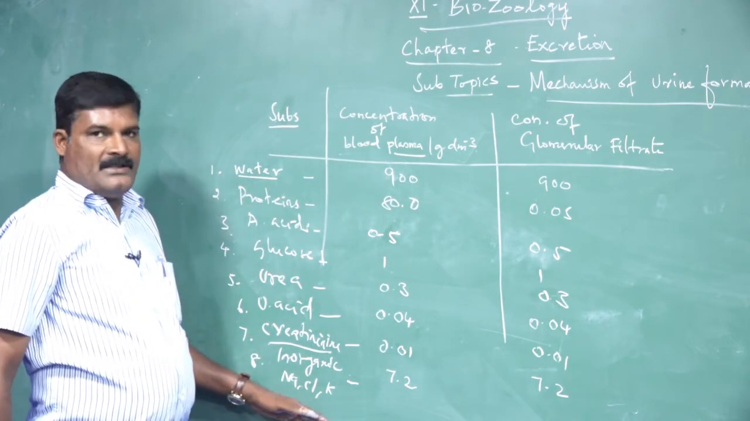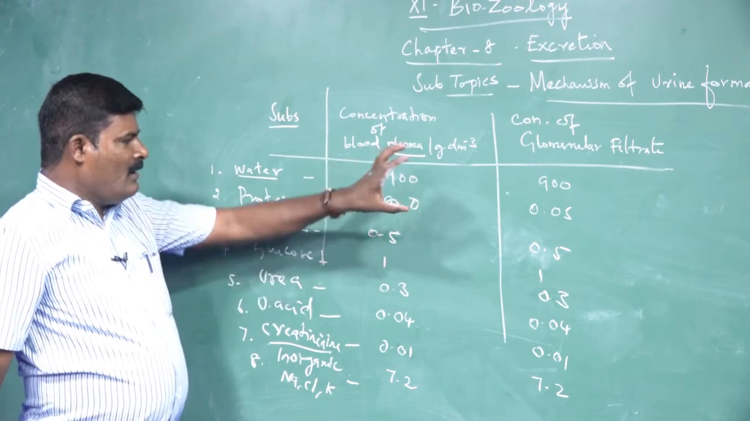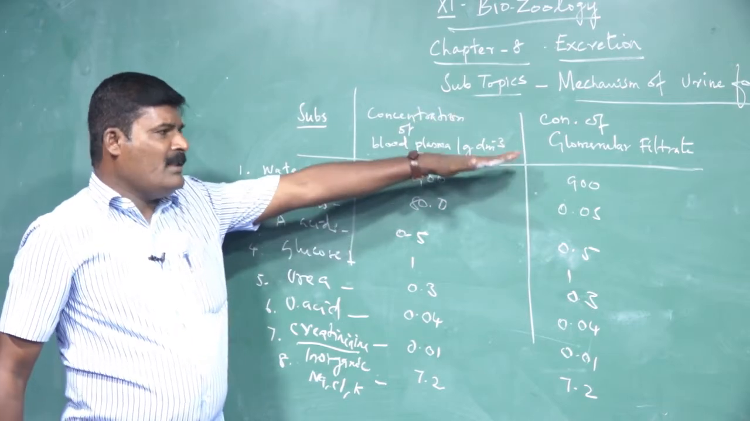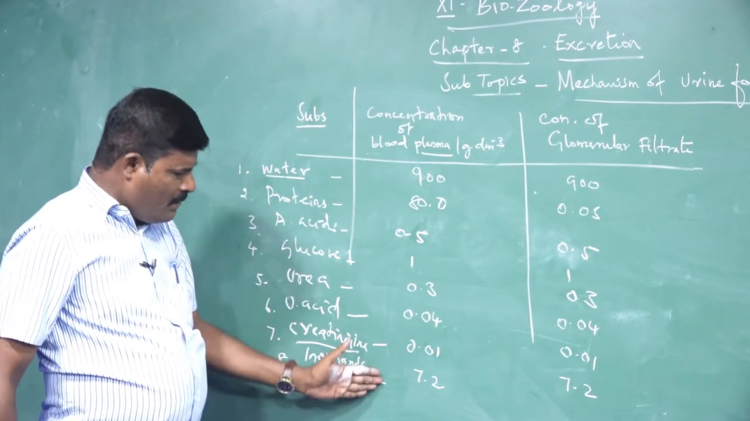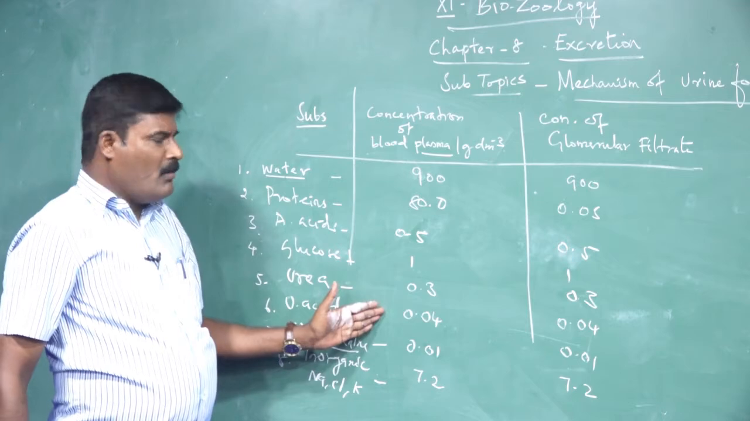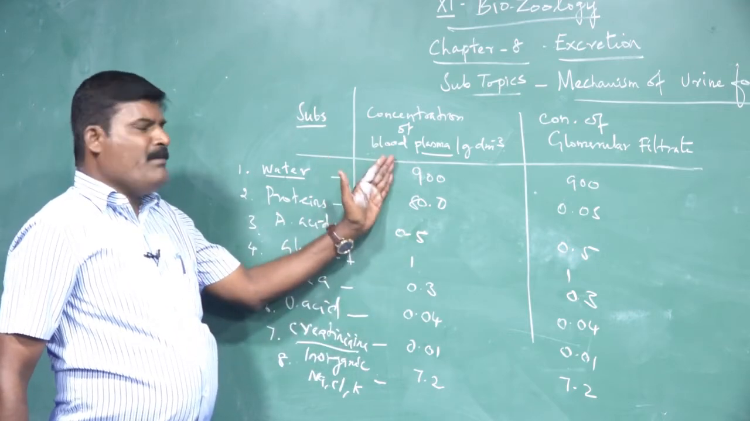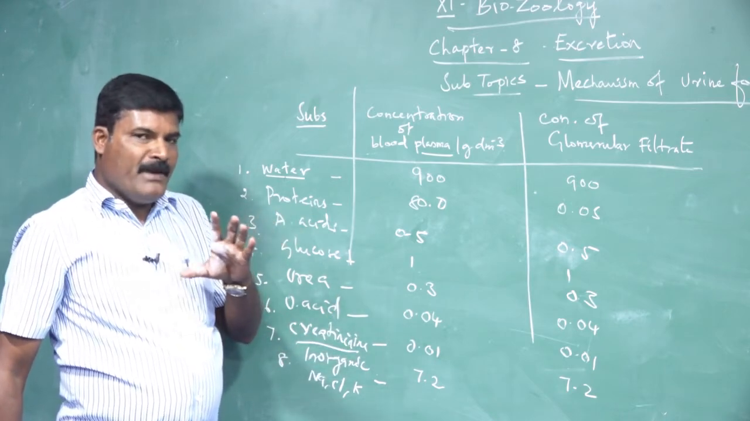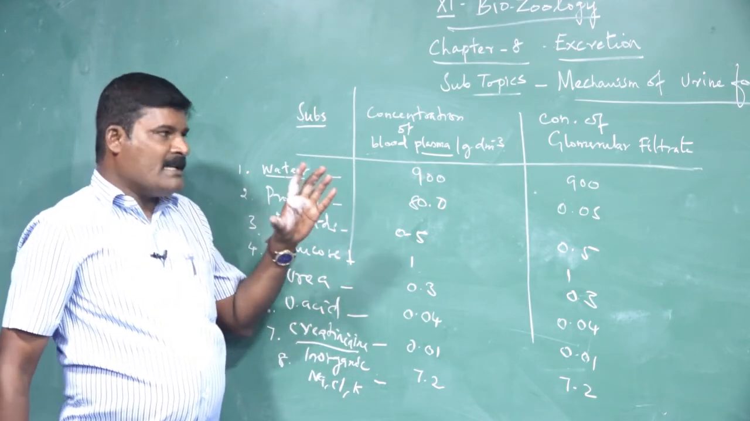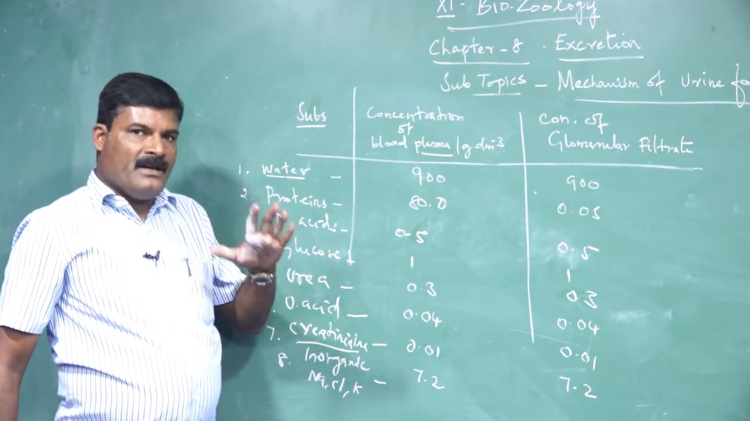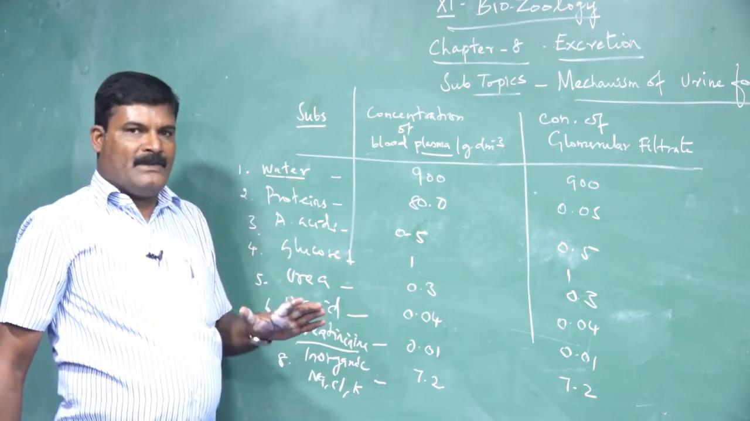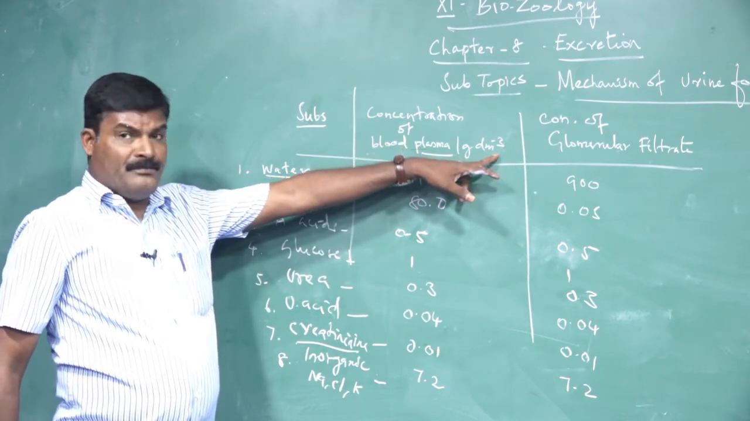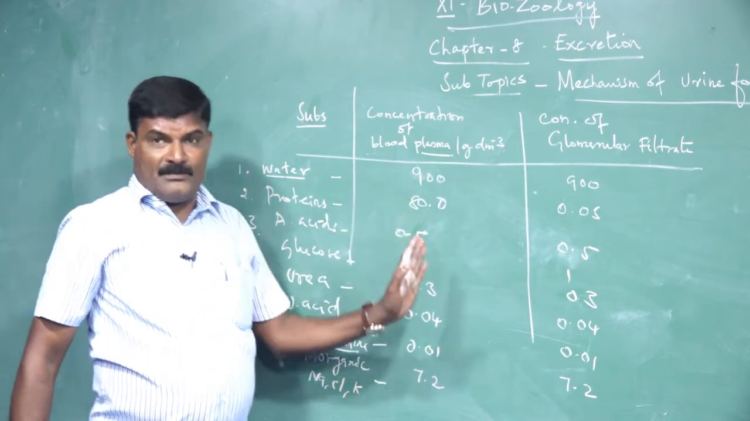Okay, in this tabulation, listen here, the amount of water is the same in the blood plasma and the glomerular filtrate. All the compounds are present in the same amounts in the blood plasma and the glomerular filtrate. So what is the main difference between the plasma and the glomerular filtrate? Plasma and the filtrate are the same, except the plasma protein is not present in the glomerular filtrate, but it is present in the plasma.